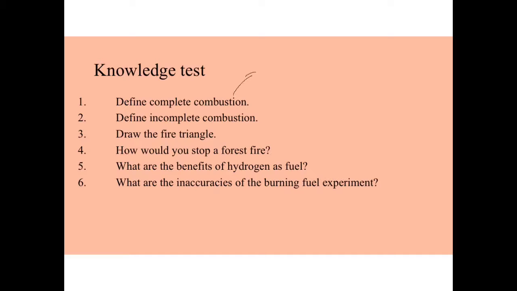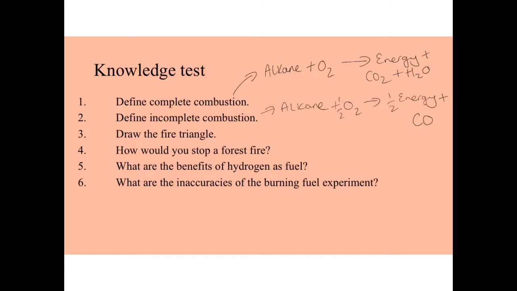Complete combustion is any hydrocarbon, I'm just going to put alkane, plus oxygen, makes your energy, which you need to power your vehicles, but it also makes carbon dioxide and water. That's complete combustion. In incomplete combustion, you've still got your alkane and your oxygen, but say you've got half the amount, so it's not enough. You still make energy, but say you make half the amount. That's not accurate, it's just for you to get into your head that you make less energy. And this time you make carbon monoxide, which is toxic, and your body thinks it's oxygen, so you can get carbon monoxide poisoning.